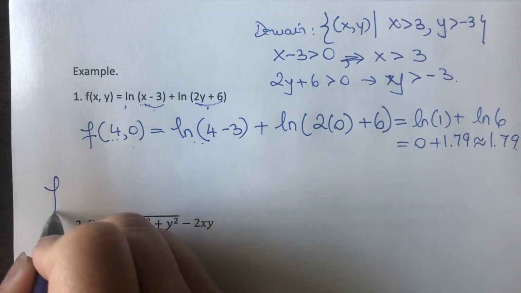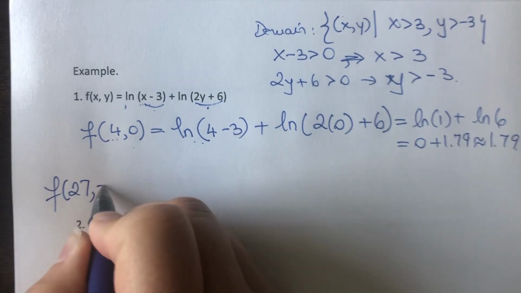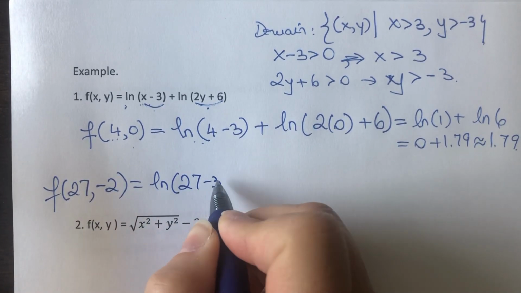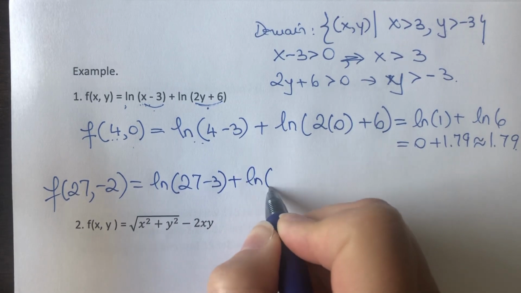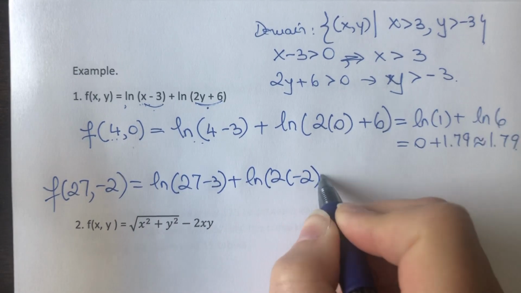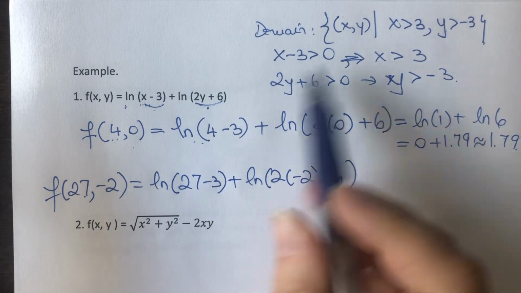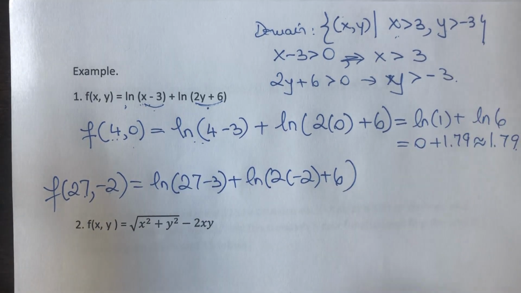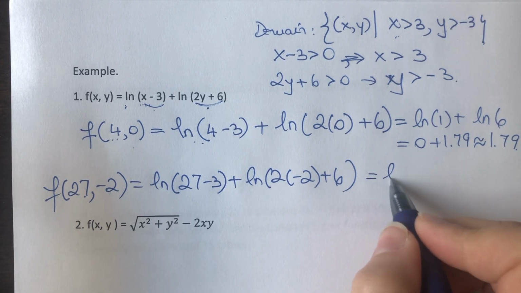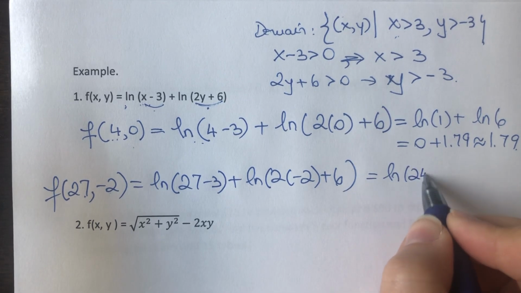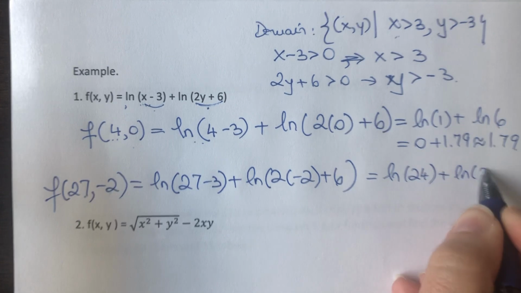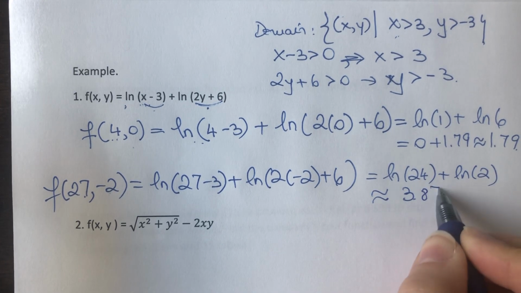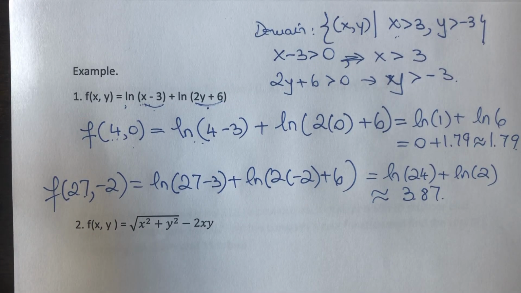So let's try one more. What is f of 27, -2? So it's natural log of 27 minus 3 plus natural log of 2 times -2 plus 6. And again, note that 27 was more than 3 and -2 was more than -3. So that should work. So that's an ln of 24 plus ln of 2. Put it in your calculator. So it says that that's about 3.87. Okay, fine. All right, let's try another problem.